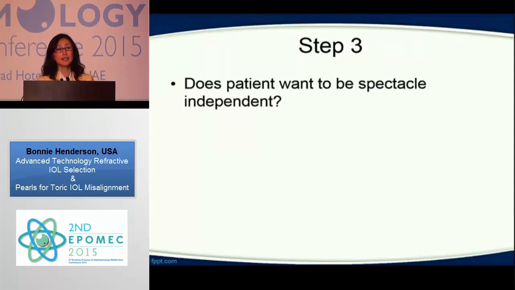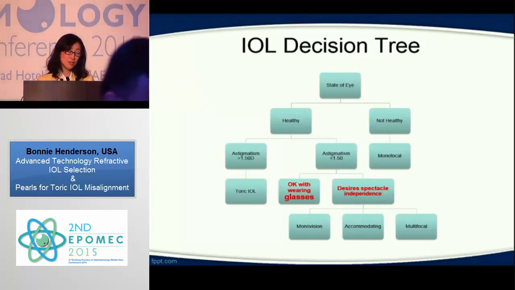I like glasses. They cover the bags under my eyes. And so they tend to want to just keep glasses, and that's fine. But in those patients who want to be spectacle independent, then that breaks down to a different decision. Are they okay with wearing glasses, or do they want to be independent of their spectacles? And if they want to be independent of their spectacles, then I'm thinking, should they have monovision, should they have accommodating, or should they have a multifocal lens?